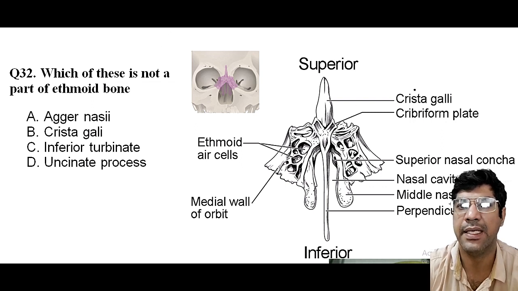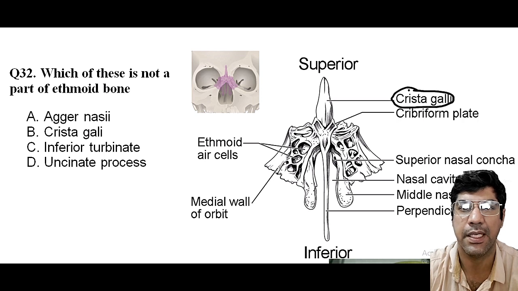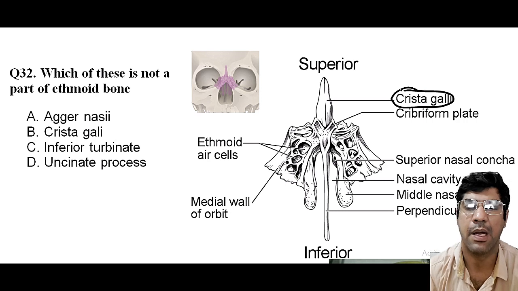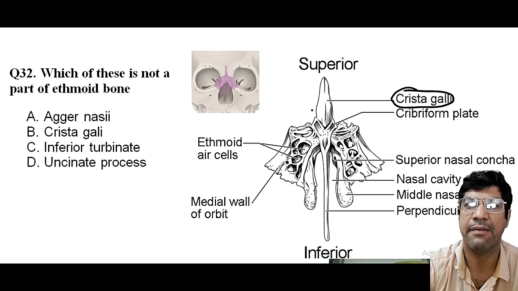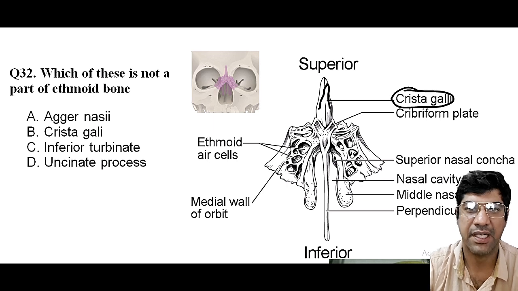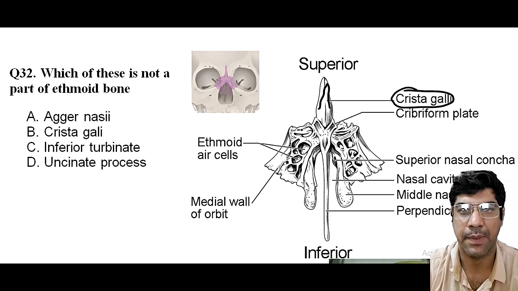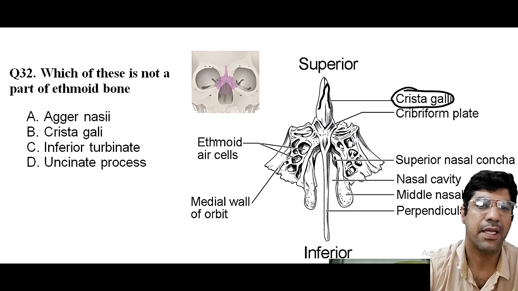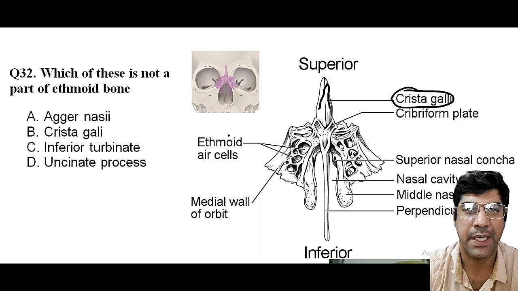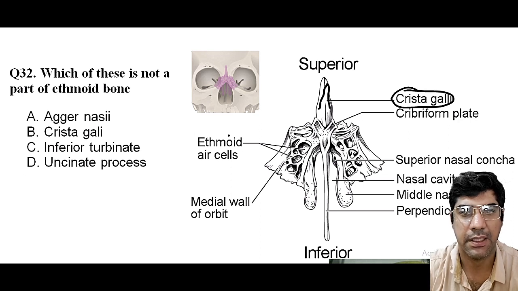This one is the crista galli. It is a bony ridge within the ethmoid bone that projects upward into the cranial cavity. It will serve as attachment for the falx cerebri that separates the two cerebral hemispheres. Inferior turbinate is a separate bone within the nasal cavity.